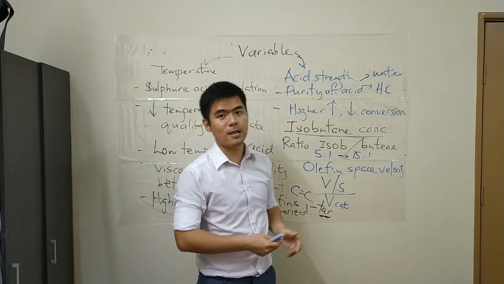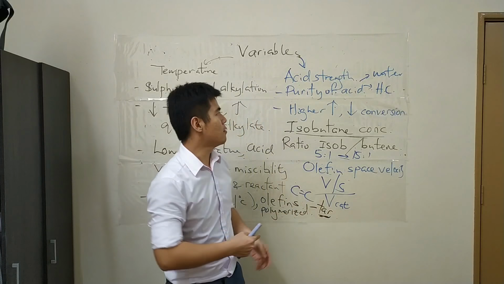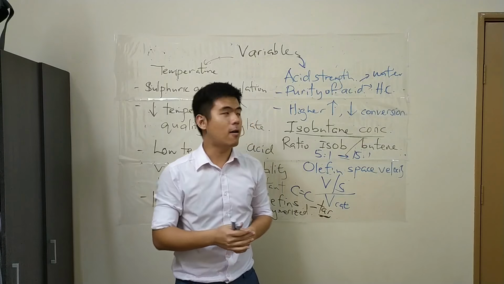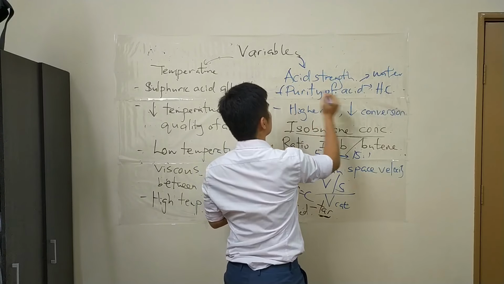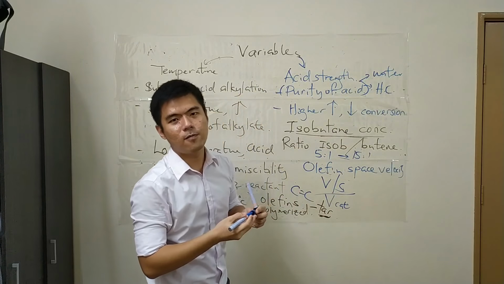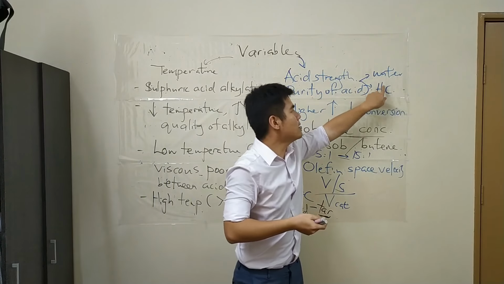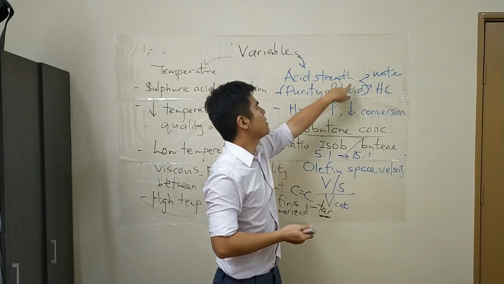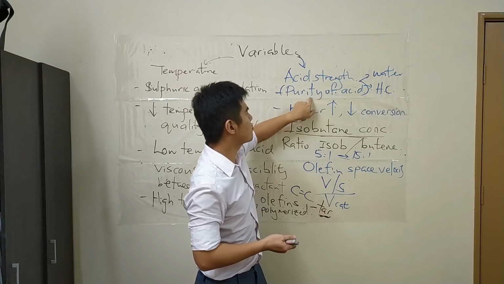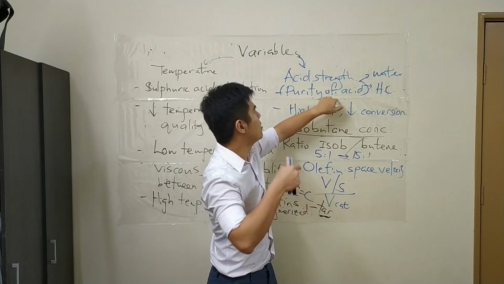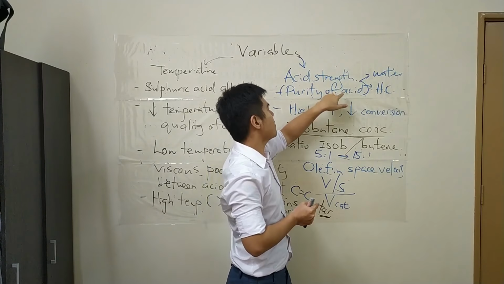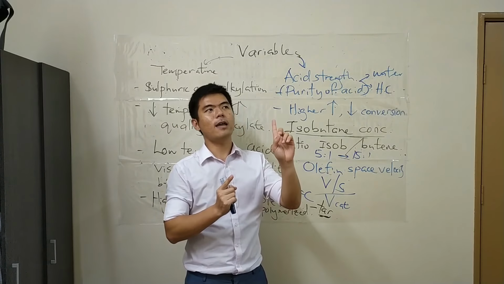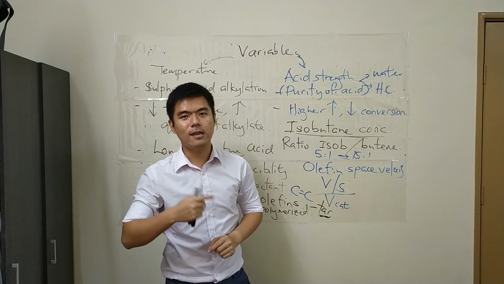Then we proceed to the next one, acid strength. Acid strength is an indication of the purity of the acid. Usually the acid itself will contain water and also some hydrocarbon. But basically the acid strength refers to the purity of the acid. A lower acid strength means that the acid contains a high amount of water, and a high acid strength means that the water content is lower.